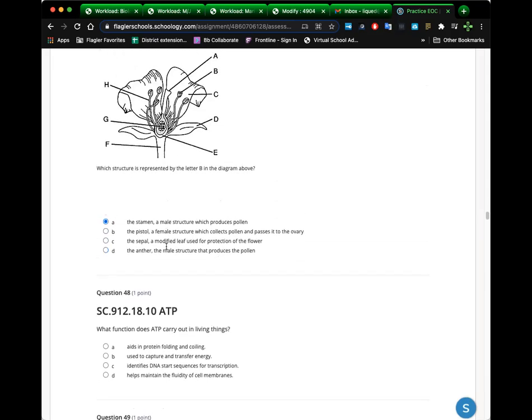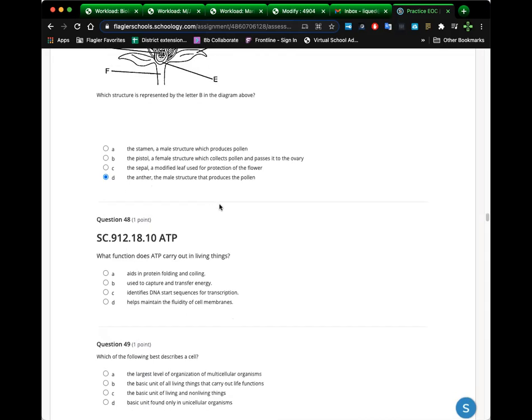So this is what I'm talking about. This isn't technically wrong. The stamen is the male structure that produces the pollen. The stamen includes both of these parts. The anther is the part on the top that specifically produces the pollen. So that could be a tricky one if you read that real quick and think, oh, that's the answer. You're not wrong, but there's a better answer. So just make sure you read all the options just in case you get a question like that.